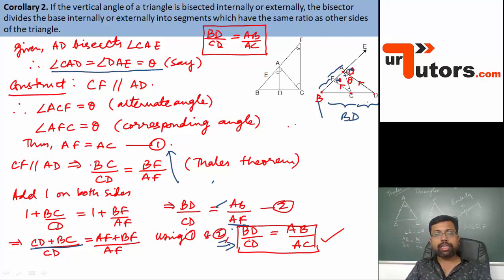then the bisector would intersect the base at some point within the triangle or outside. Wherever it bisects, it will divide the base into two parts, BD and CD. And the ratio of these two parts, BD by CD, will be equal to AB by AC.